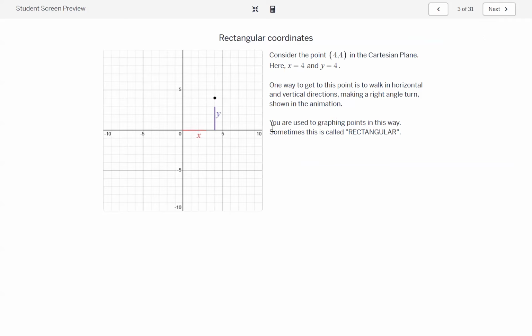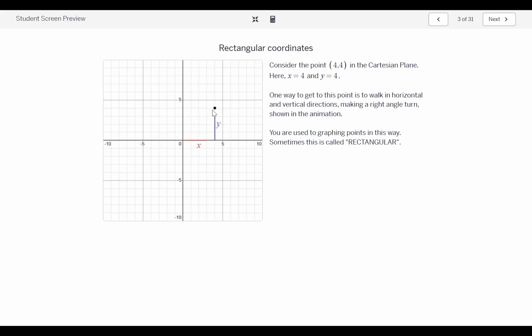So slide 3 here, we have our video, and this is the normal way of moving to the location 4, 4. We move right 4 and then up 4. We sometimes call this rectangular because we're moving along the sides of a rectangle or square to get to a particular point.